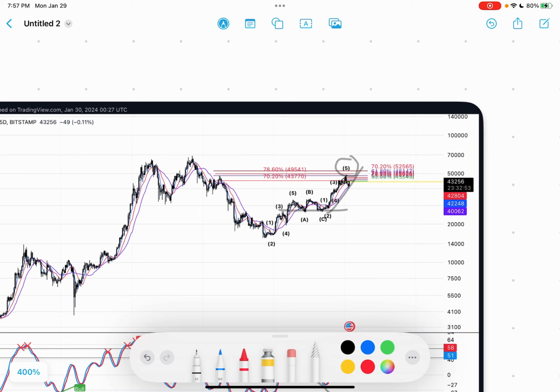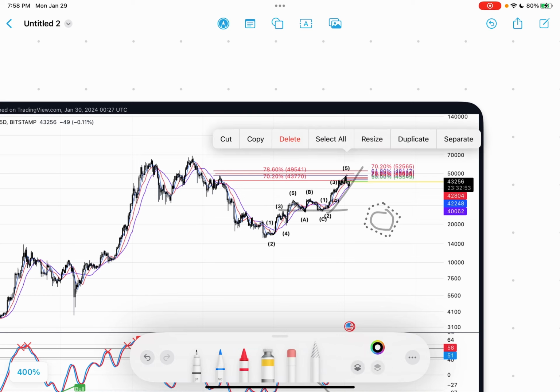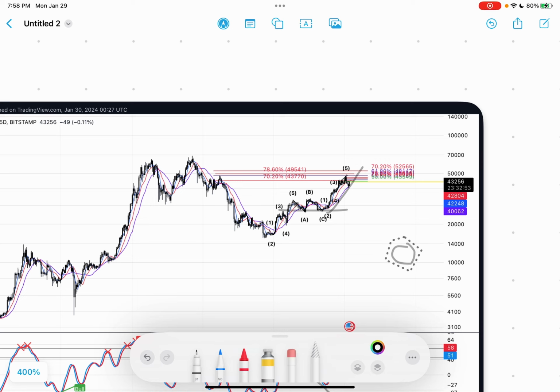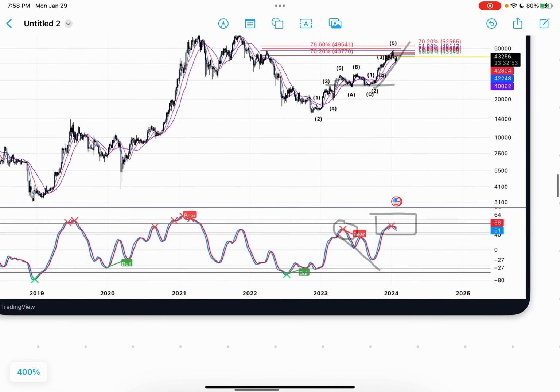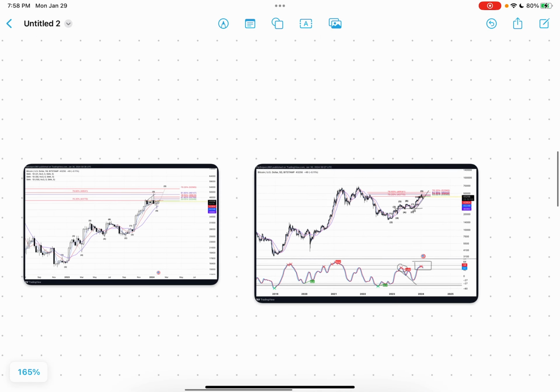We come down, we had our A wave, we're coming up for our B wave, and then we're going to have a C wave to the downside. Or this is your A wave, this is your B wave, and then this is your C wave, and then we have a move to the downside like that. Okay, so let's take a look at some more examples over here.